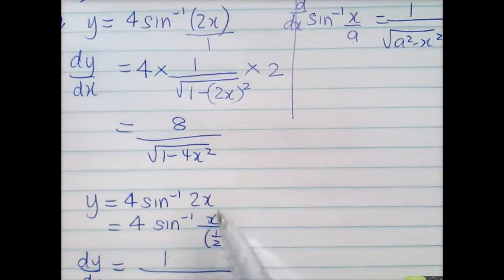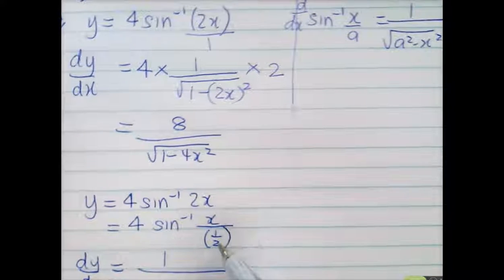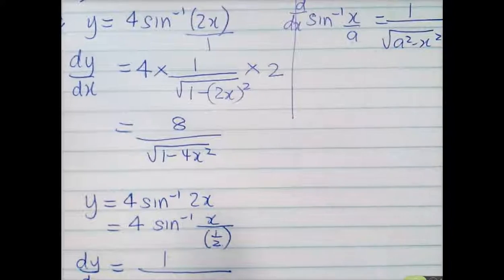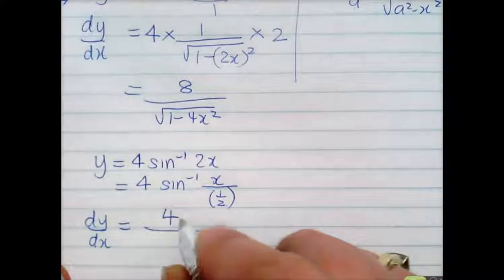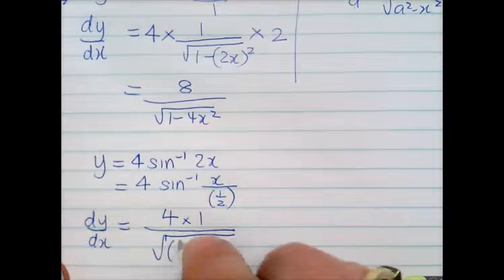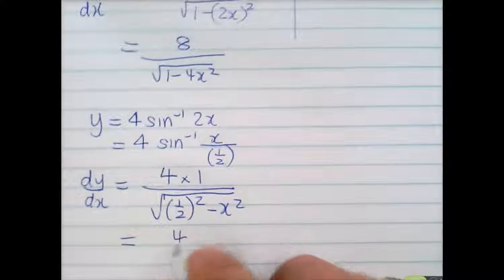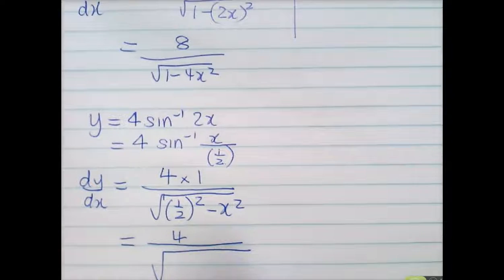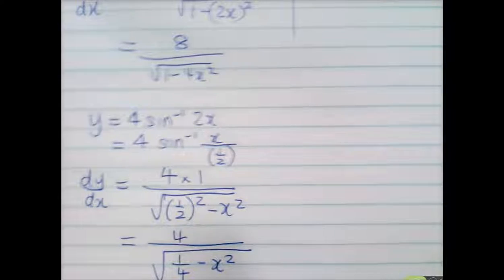If you want to use the formula like this, if you decide to work out what A is, what am I going to put in, girls? A half squared minus x squared. So I've got to put my 4 there, by the way. 4 times 1 over the square root of a half squared minus x squared. So it's 4 over the square root of what? A quarter minus x squared.